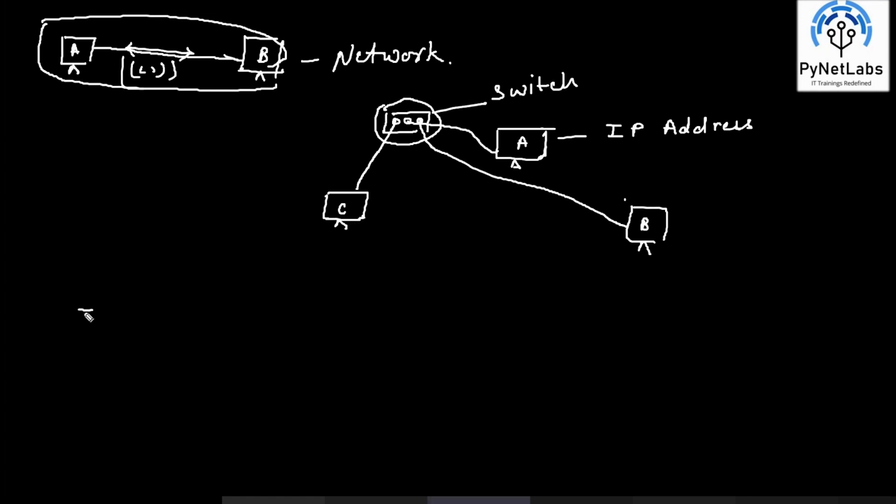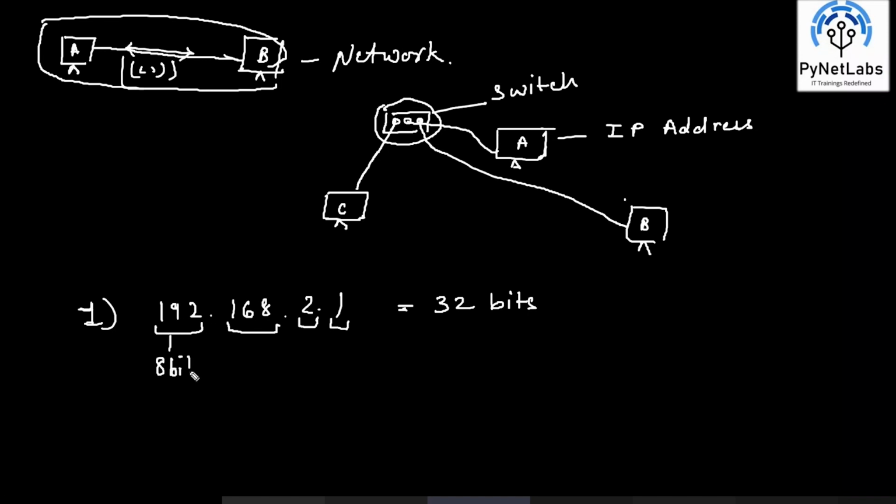So let's now understand how an IP address looks, and you must all have seen something like this before. This is a random IP address. The IP address is of 32 bits, and there are 4 octets in an IP address. These are called octets. There are 4 octets, and each octet is of 8 bits. So when you multiply 4 with 8, you get the whole size of the IP address, which is 32 bits.